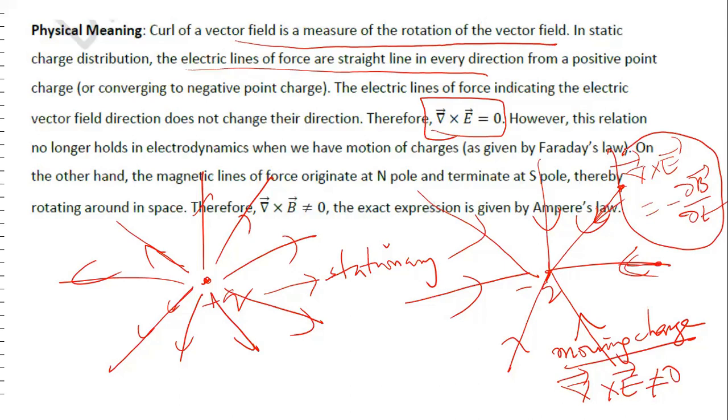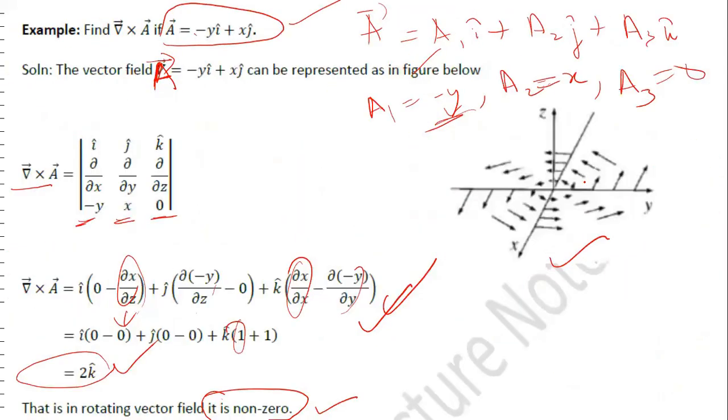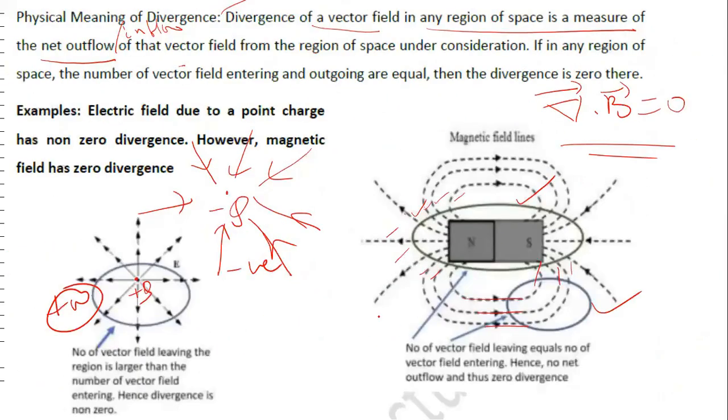On the other hand, magnetic lines of force originate at the North Pole and terminate at the South Pole, and there is a rotation, as you have seen already here. Magnetic lines of force is a rotating field, right? In this rotating field, there is a rotation, which means curl of B is non-zero.